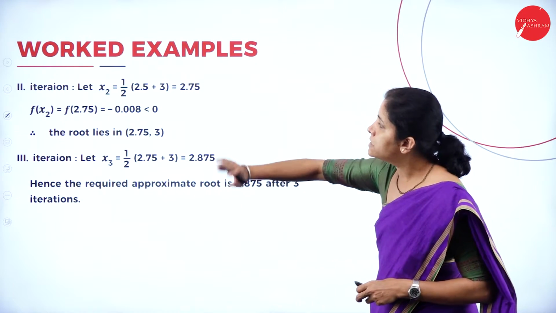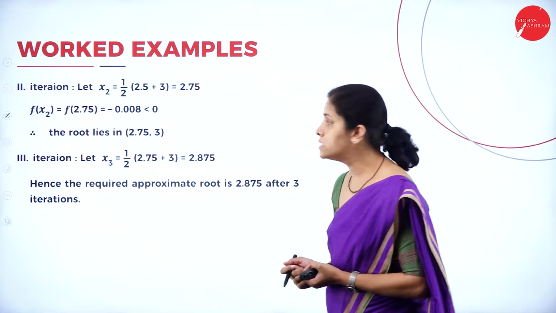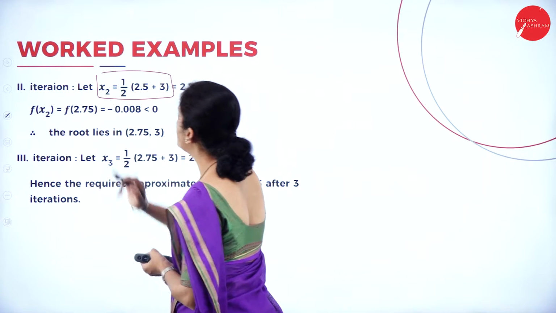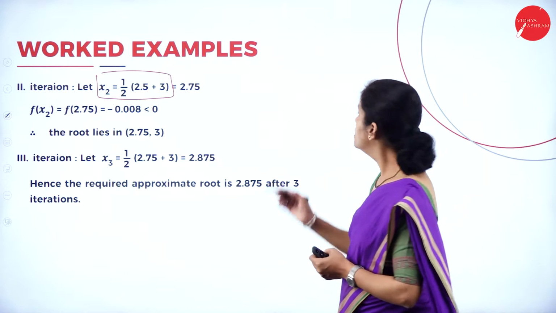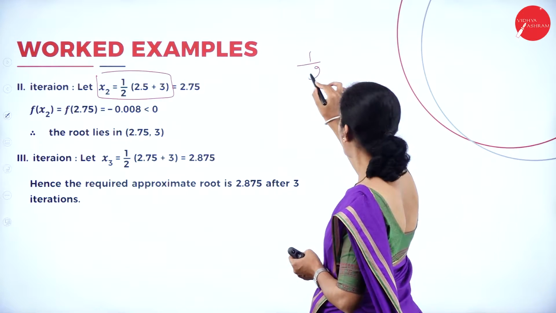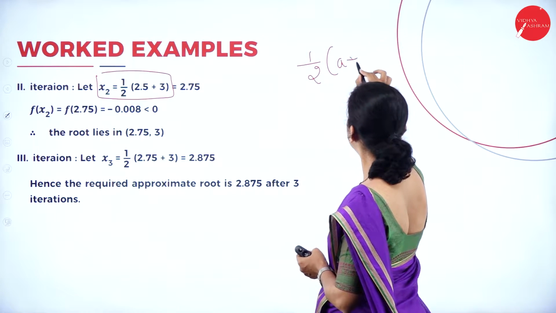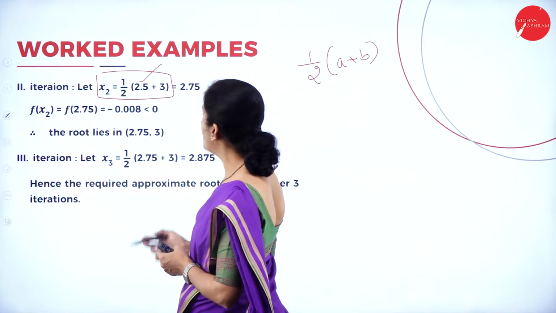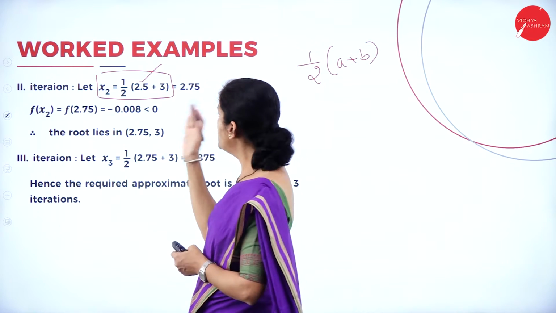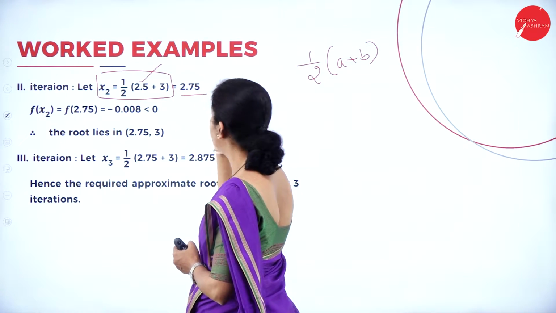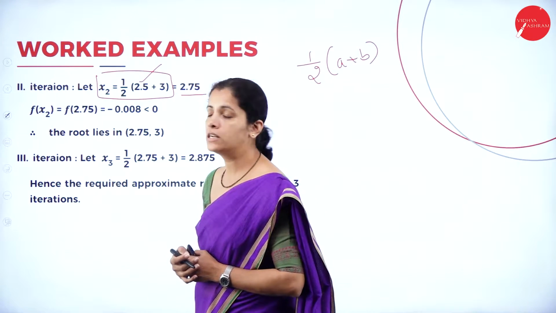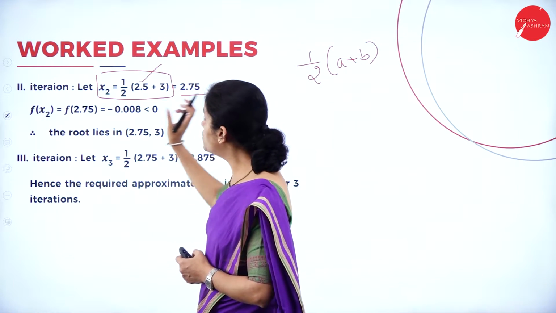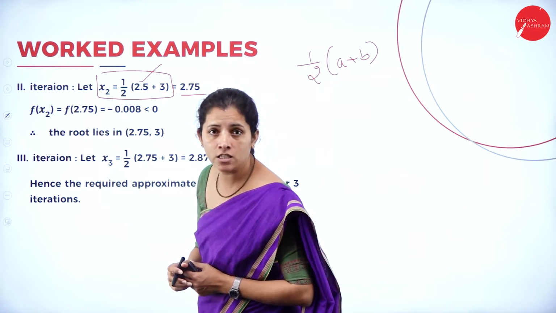Now, in my second iteration, once again, I am going to apply the bisection formula. So, what is the formula? Half of A plus B. So, what is A? It is 2.5 plus what is B? It is 3, and when I divide, I am going to get 2.75.